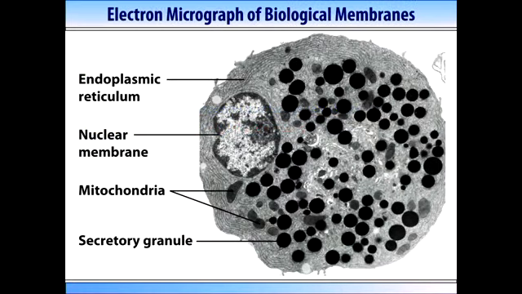Let's take a look at an electron micrograph of a typical animal cell. What we can see here is a number of different membranes. We can see the outer tiny line, which would be the plasma membrane. We can also see the membranes of the endoplasmic reticulum inside the cell. The membrane that surrounds the nucleus is the nuclear membrane. And there are a number of organelles, such as mitochondria, or chloroplasts in the case of a plant cell, that are also surrounded by biological membranes. And of course, there are a number of different vesicles inside the cell, such as secretory granules, that are also surrounded by a membrane.